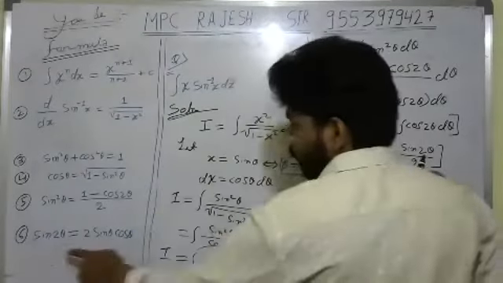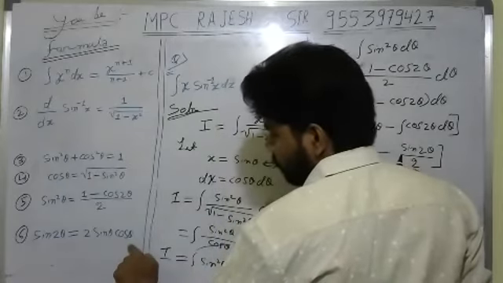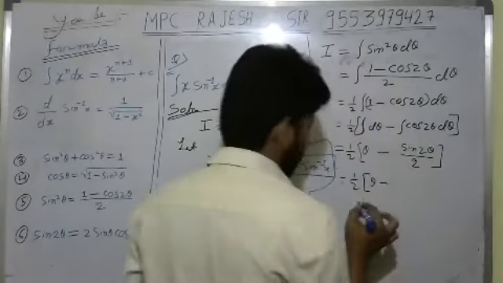Sin 2 theta formula: 2 sin theta into cos theta. This also we learned in the trigonometry part, 11th class.